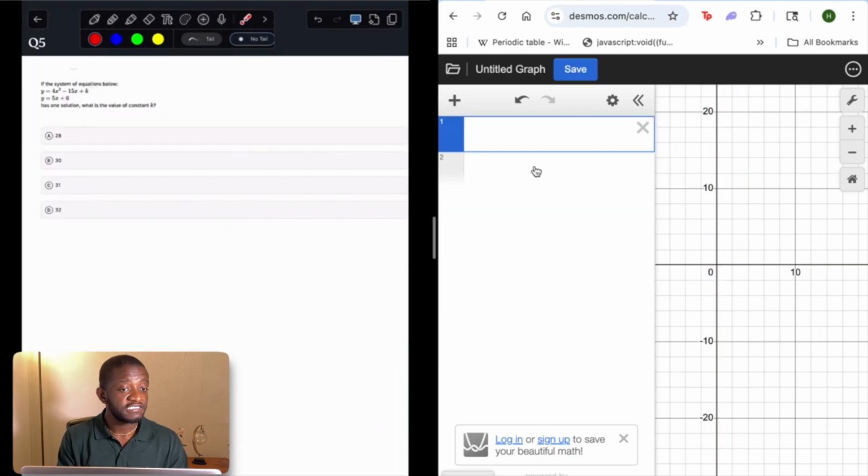Now, here it says that you're given a system of equations, y equals 4x squared minus 15x plus k, and y equals 5x plus 6, right? Here you have a constant in there, and notice that the system of equations constantly comes up.